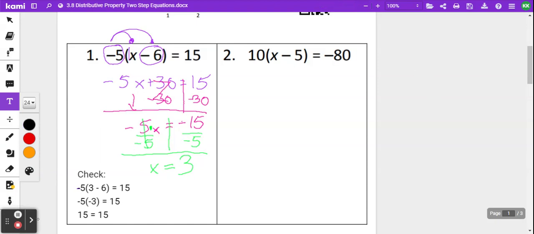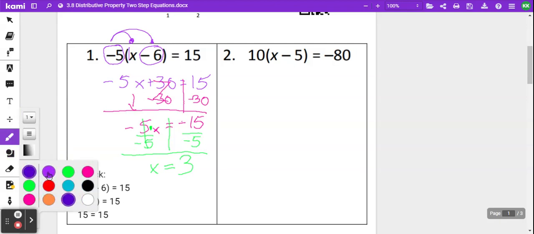Hopefully my computer will work through the second example. It just wouldn't let me write anything. So here's the check. I had to do it with the text box because it was being weird. So now hopefully we can do example 2.